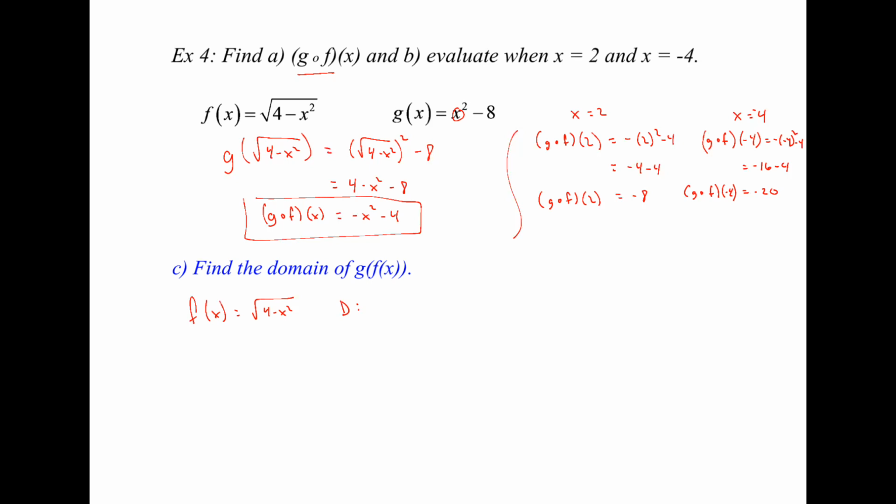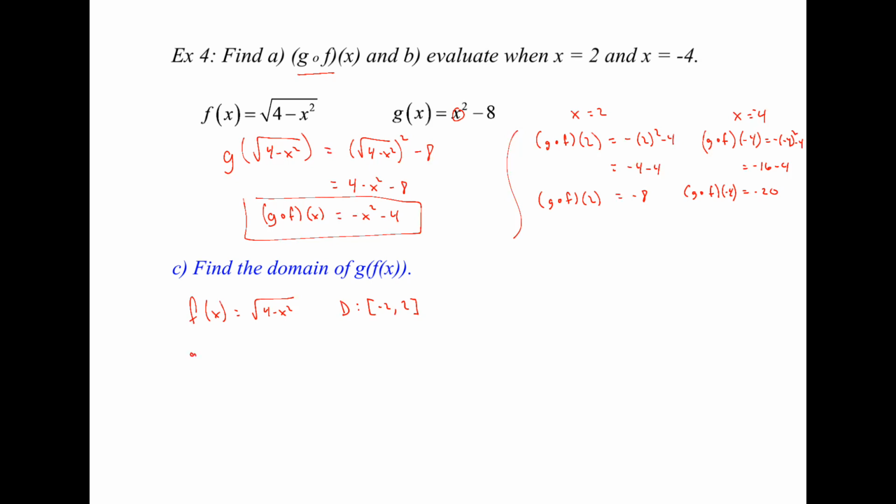What is the domain of f of x equals the square root of 4 minus x squared? Well, it's not all real numbers. You can't plug in whatever you want. You can only plug in values that are between negative 2 and 2, including negative 2 and 2. If you go outside that, you're going to get the square root of a negative number. So we have some restrictions as to what we're going to plug in for the function f of x.